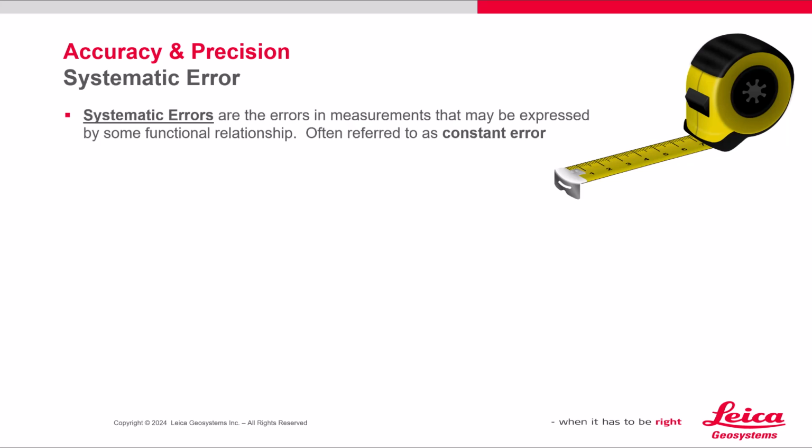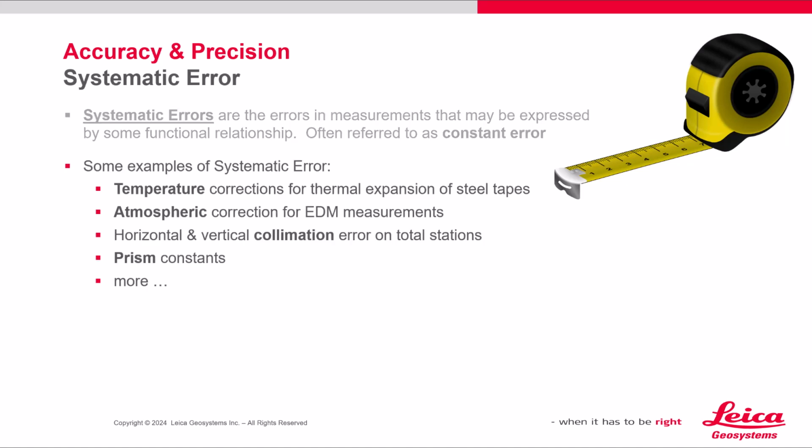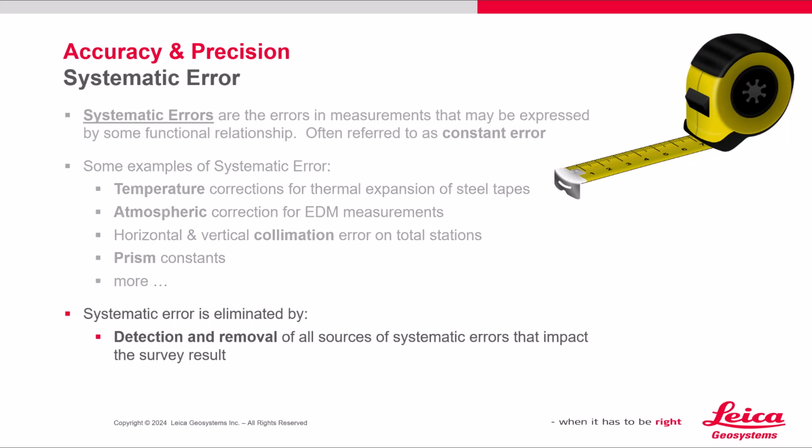Systematic errors are the errors in measurements that may be expressed by some functional relationship, often referred to as constant error. It's always there. Some of that could be temperature, other atmospheric corrections, horizontal and vertical collimation errors on total stations, and prism constants, etc. And they can be detected and removed, so that is a favorable trait of this type of error. Again, looking over to the right, that's precise but not accurate, but that bias can be fixed.